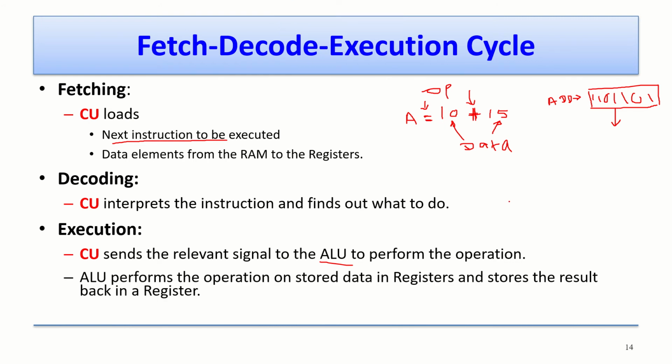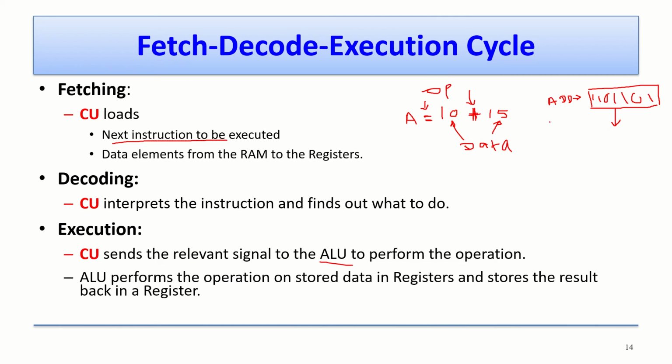And the ALU performs the operation on data stored in registers and stores the result back in the register. So depending on the operation, the ALU performs that operation and stores the result or information back into the register. In the execution phase, the ALU performs the operation. So that's it. You must have a basic idea about this fetch, decode, execution cycle.